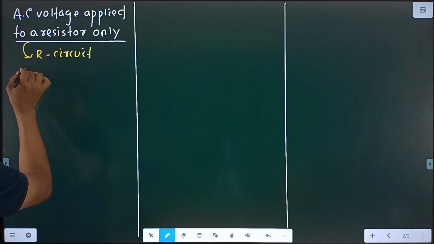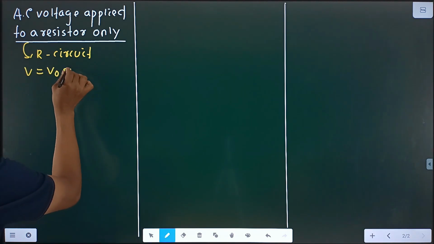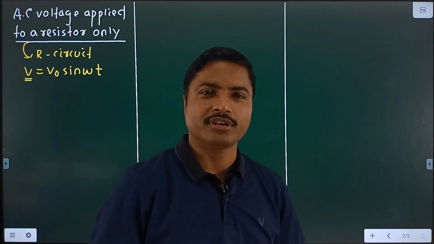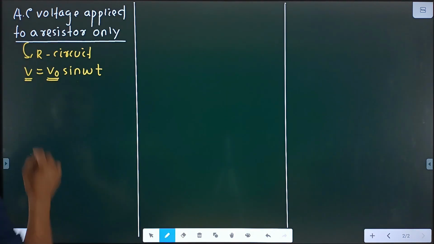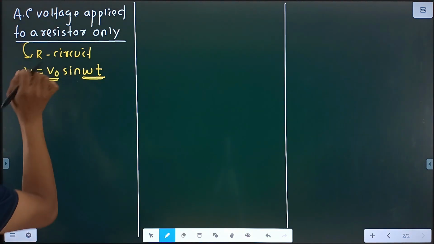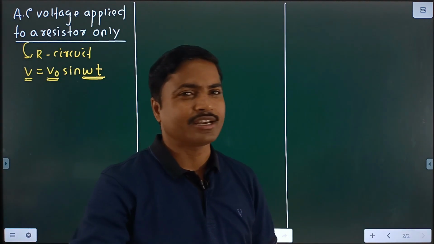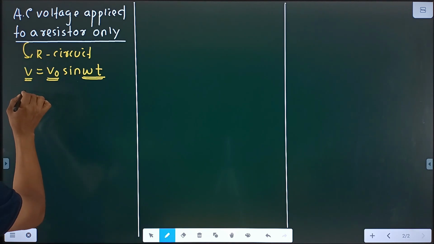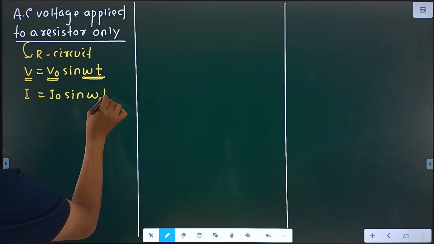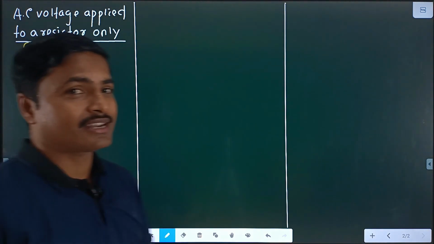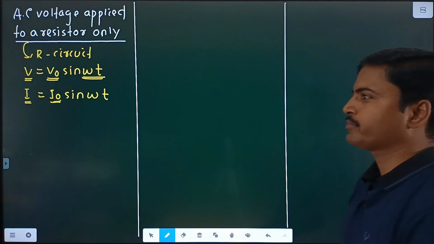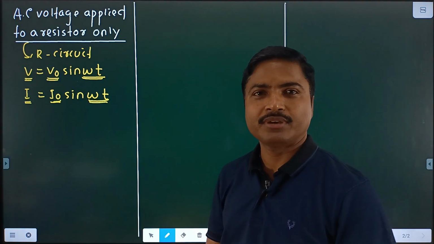For applied AC voltage, we write the symbol V. V is equal to V0 sin omega t, and here V means the instantaneous value of AC voltage. V0 is the peak value or maximum value of the AC voltage, and omega t is the phase of the AC voltage. For the R circuit, you know the expression for the instantaneous current: I is equal to I0 sin omega t. Here I is the symbol for instantaneous alternating current, I0 is the maximum or peak value, and omega t is also known as the phase of the current.